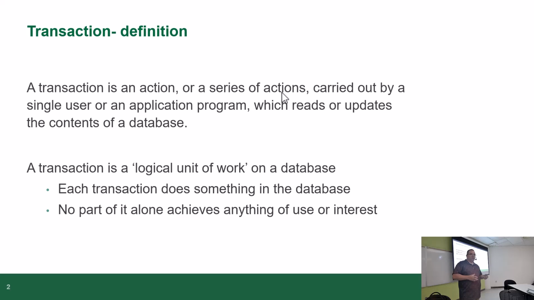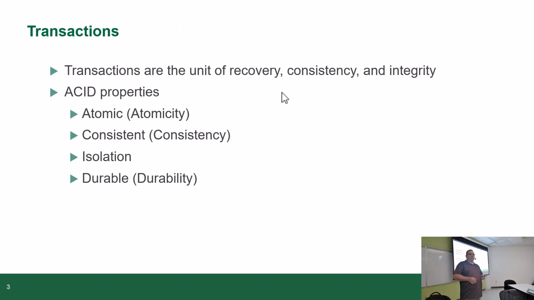So the true definition of a transaction is a logical unit of work on a database. Each transaction does something to the data in the database, and the rule is that no part of it alone achieves anything of use or interest. In other words, it's a multi-step. Could be just one step, but it usually has multiple steps when we talk about transactions. So transactions are known as a unit of recovery, consistency, and integrity.